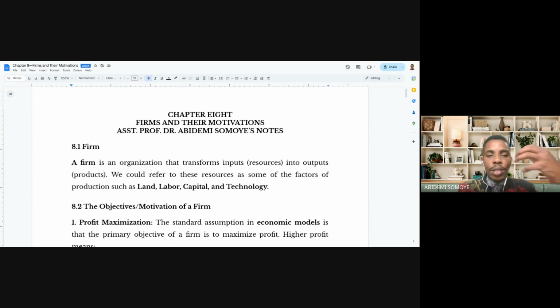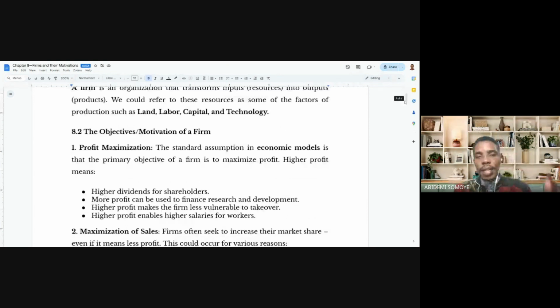So, what are some of the objectives or motivations of a firm? What are some of the objectives of a firm? Number one is profit maximization. The standard assumption in economic models is that the primary objective of a firm is to maximize profit, just like my students said, they would like to make money.